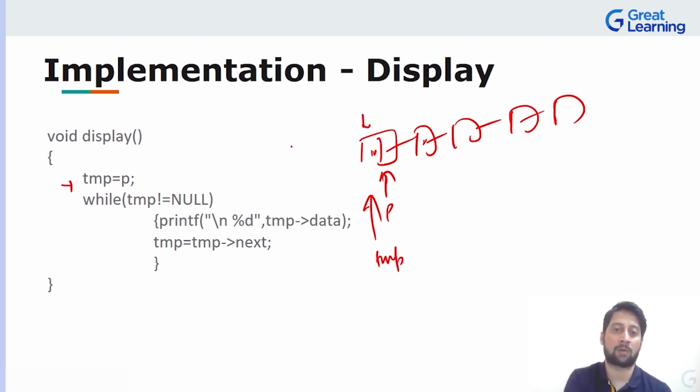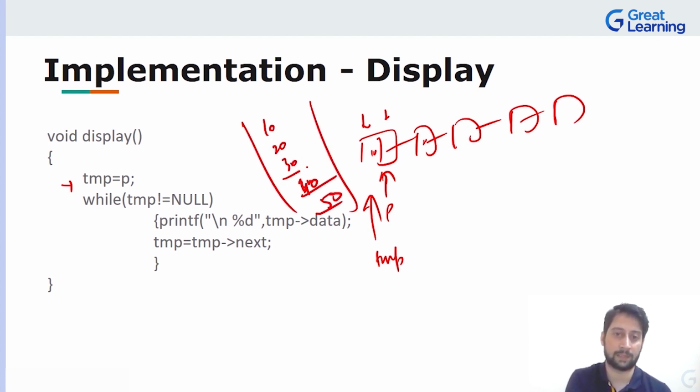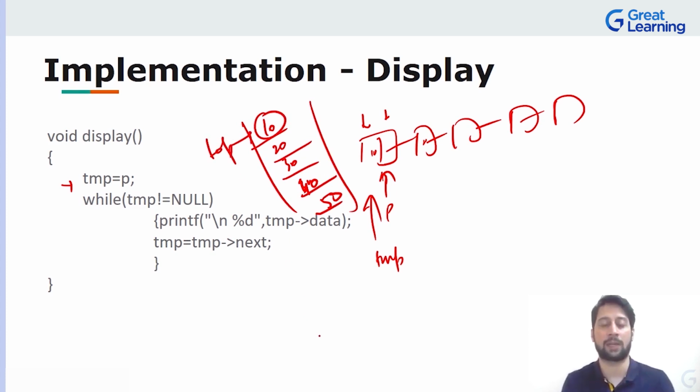So you will be printing out the stack that is there, right? The top of the stack is this 10, then 20, then 30, then 40, then 50. So you will represent this in this manner. This top is the top of the stack. Okay, so this is how you display your elements.